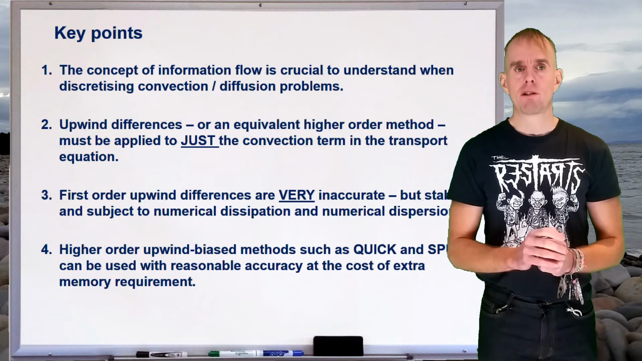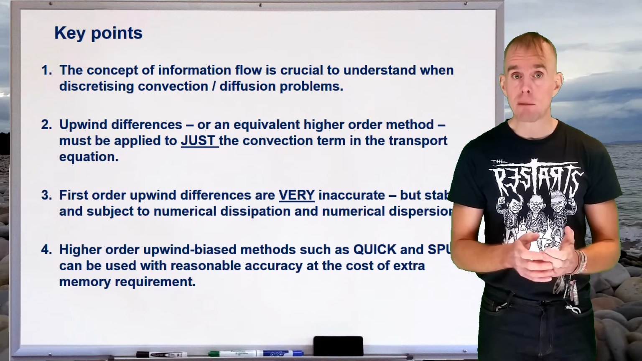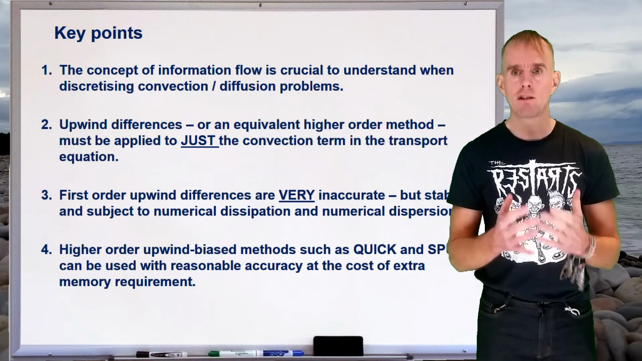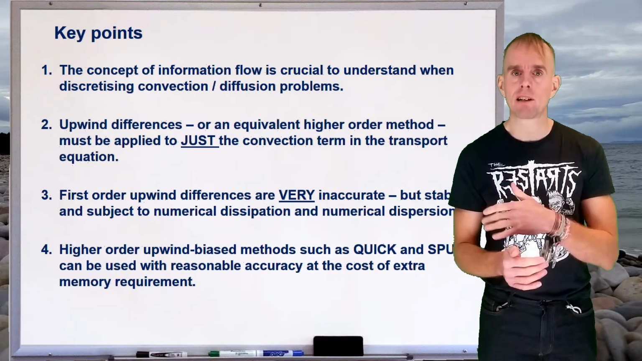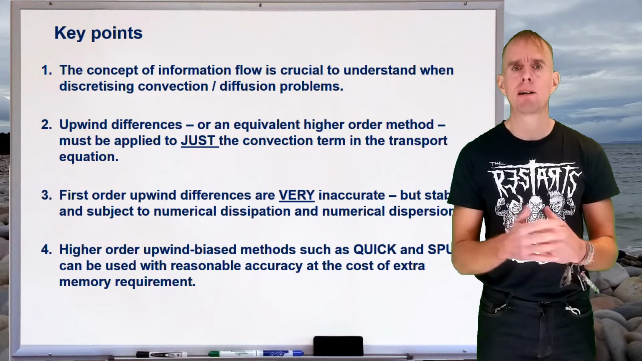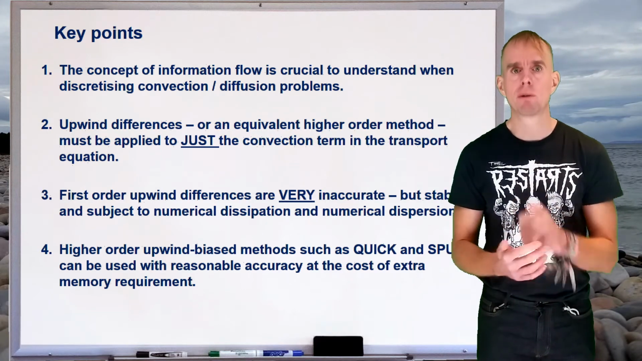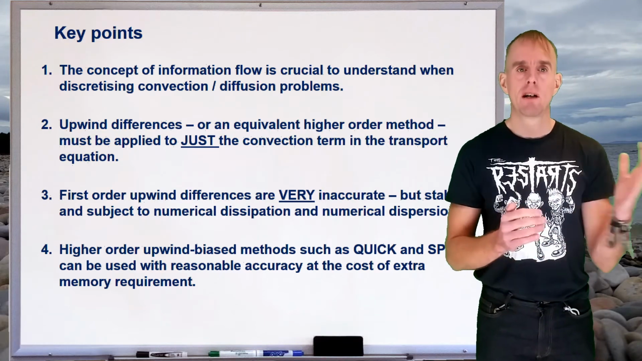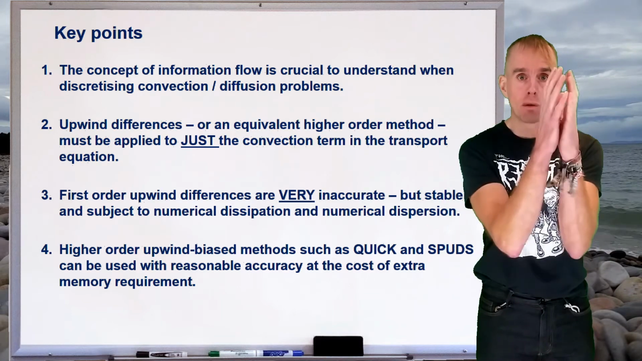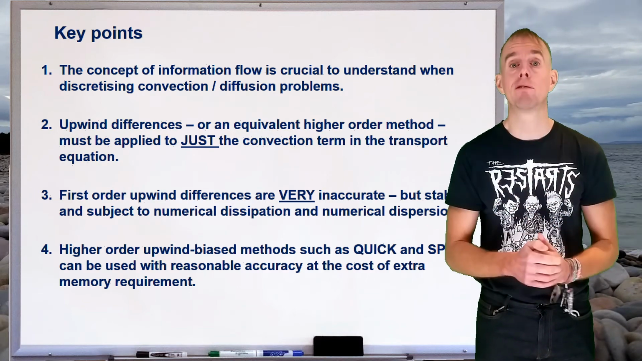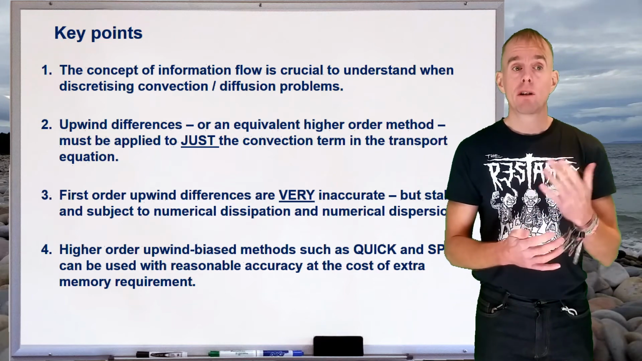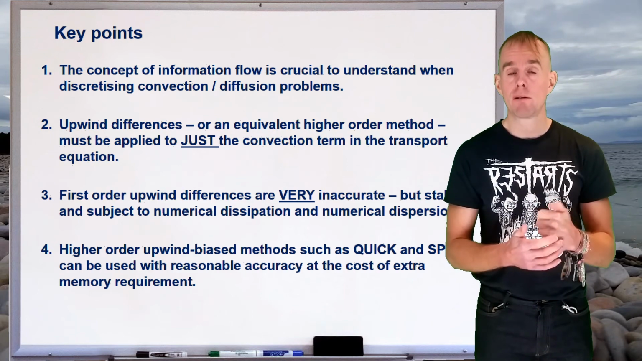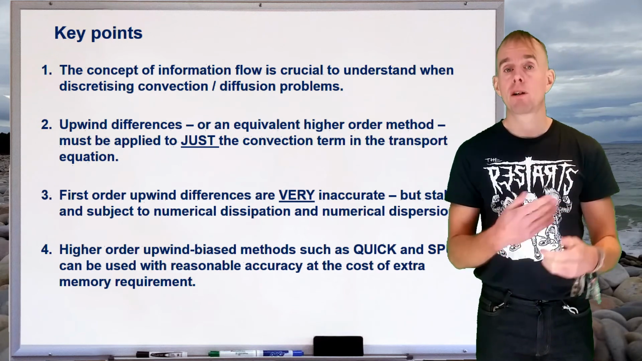We saw that first order differences are very inaccurate, but they're stable, and that can give us a false sense of security unless we look very closely at the solution to the problem we get. If we think about that 6-step validation, when we think about validating a mass balance, that's where we would have seen the error. When we plotted out the time-dependent transport of that mass pulse, we saw the pulse broadening out. That is a very powerful way of observing what the error is. So higher order upwind-biased methods such as QUICK and SPUDS can be used with reasonable accuracy for convection diffusion problems, but at the cost of extra memory.